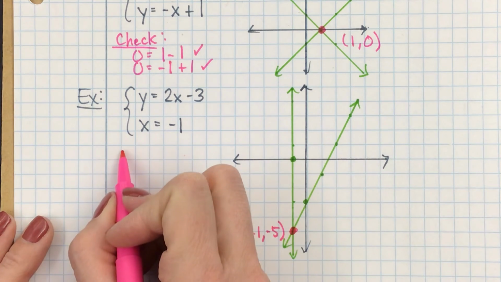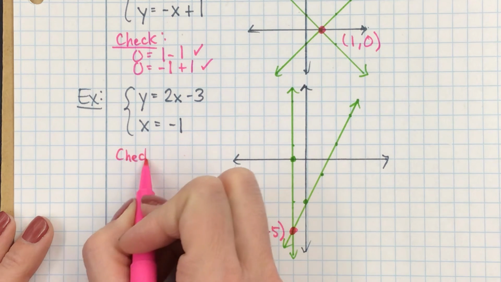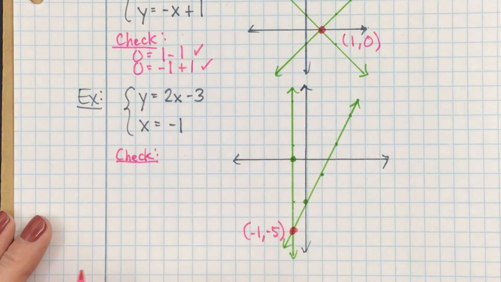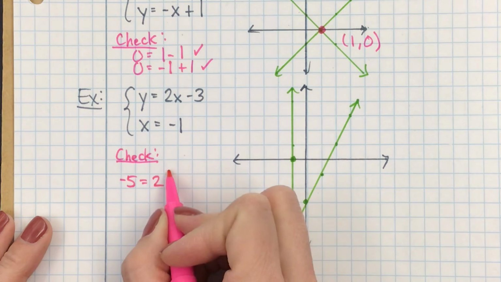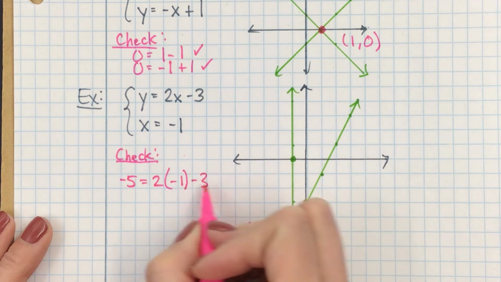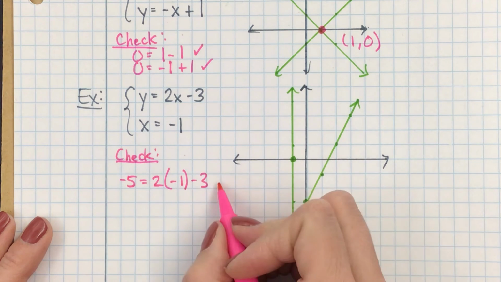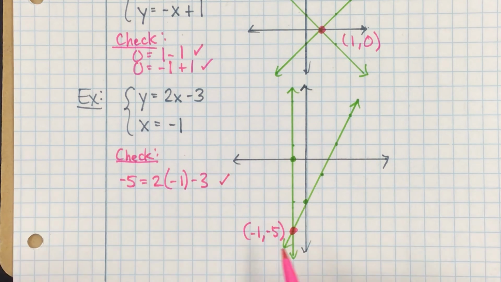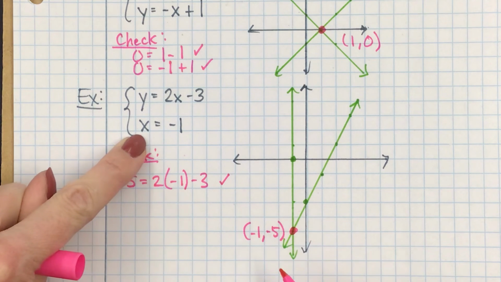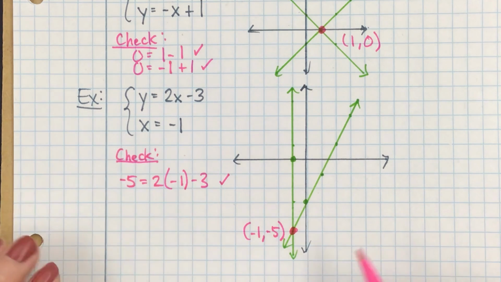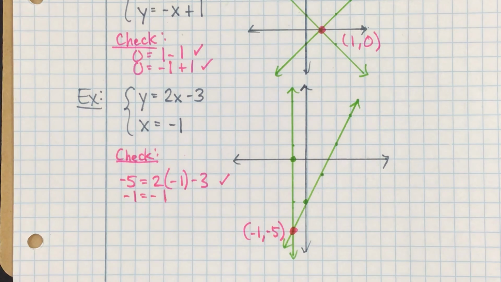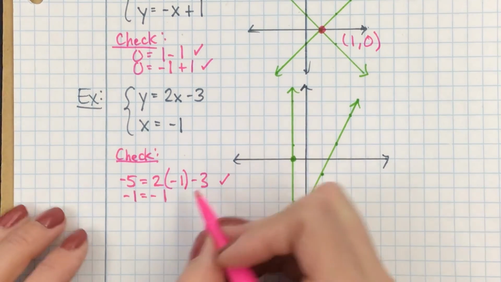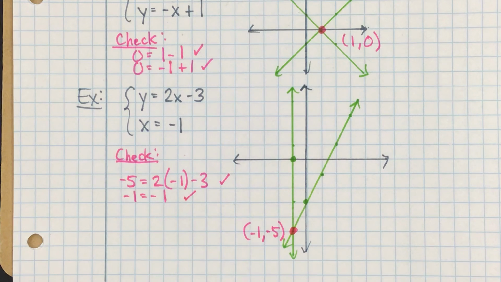We should also check it to make sure it works. So negative 5 is equal to 2 times negative 1 minus 3. Yep, that's going to work. Now, this one's interesting, right? Because there is no place to put a y, just an x. So we'll plug in our x. And negative 1 is equal to negative 1. So we're good. It works in both equations. You're ready to roll.